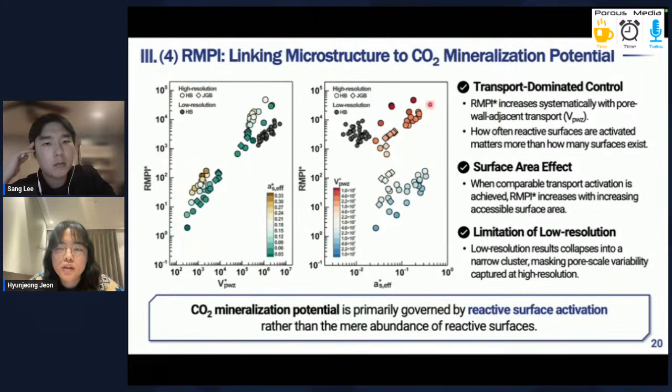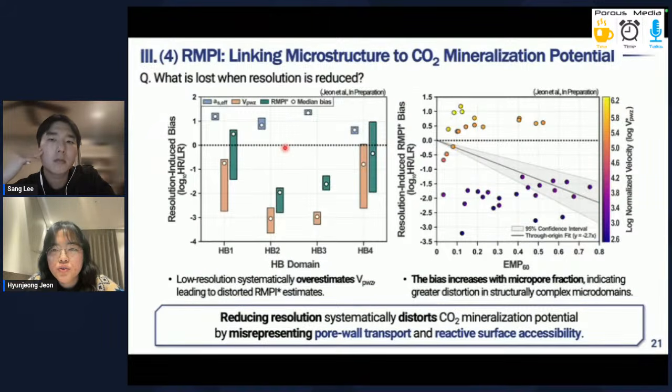Finally, we observed a critical difference in imaging resolution. Our high-resolution data are distributed across a very wide range, reflecting their true pore scale variability. However, the low-resolution results collapse into a narrow cluster, which implies that the complex and multi-scale microstructures have been averaged out and masked at the coarser scales. And this leads us to a critical question. What exactly do we lose when we rely on just low-resolution imagery for characterization?